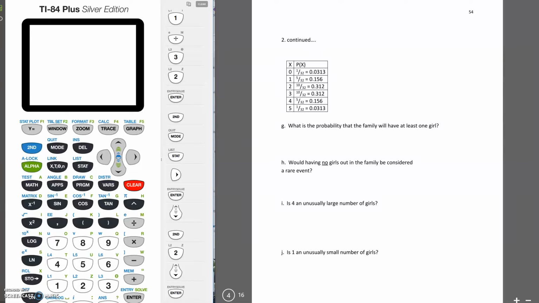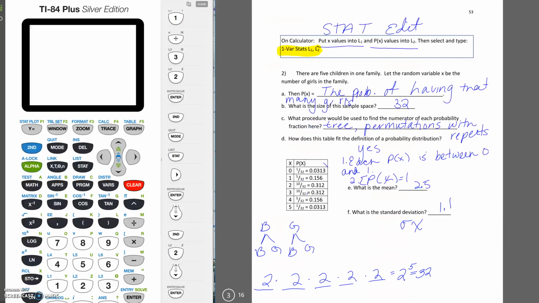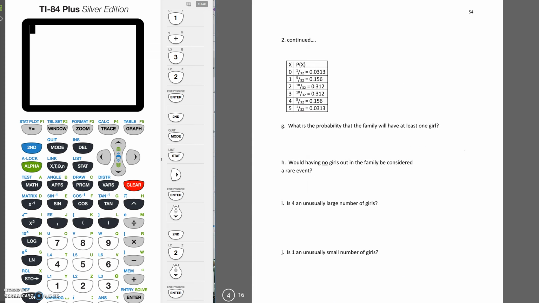We're going to look at one more problem, or a couple more questions, with this probability distribution that we looked at in the last video. Just a reminder, this probability distribution represents, if a family has 5 children, what's the probability that you'll have X number of girls? Out of those 5 children, you could have 0 girls, 1 girl, 2 girls, 3 girls, 4 girls, or 5 girls.